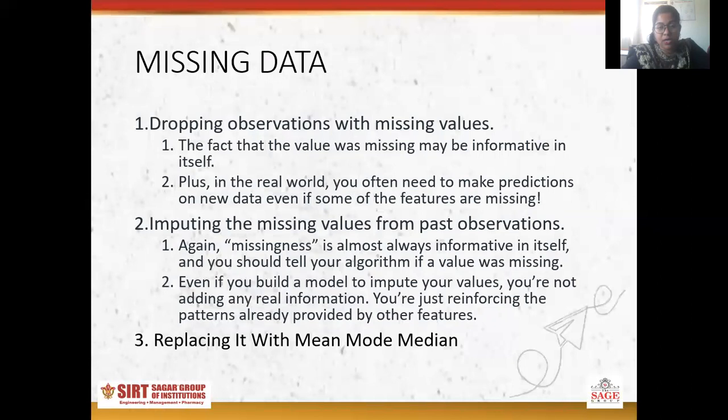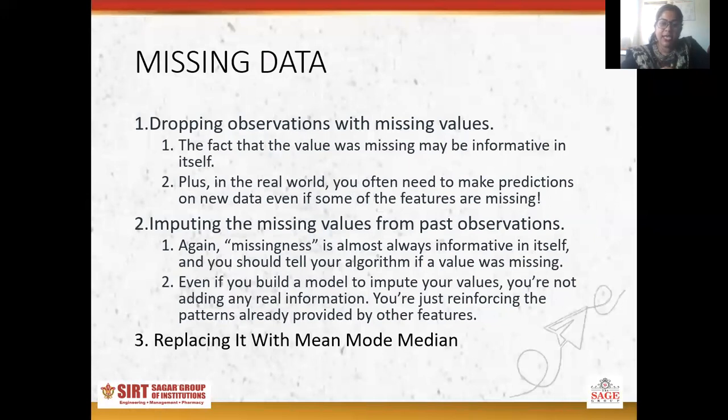While handling missing data, we need to follow one of these three steps. The first is dropping observations with missing values. The fact that the value was missing may be informative in itself; thus, in the real world, you often need to make predictions on new data even if some of the features are missing. What we can do is just let it go, that specific tuple for that observation.